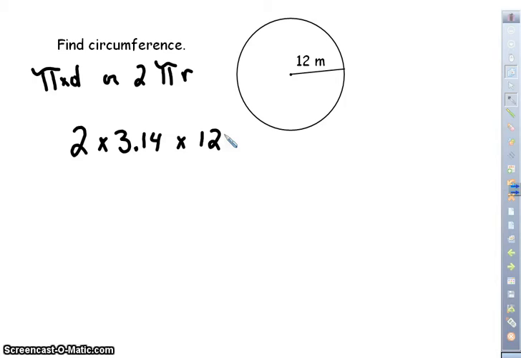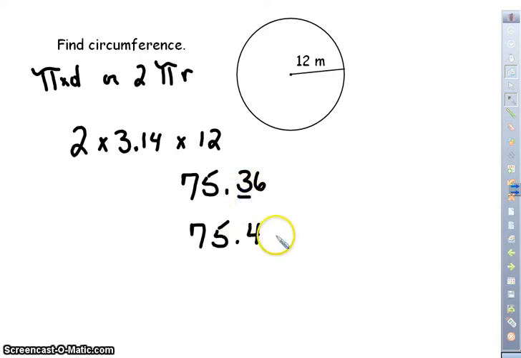Take your calculator and do 2 times 3.14 times 12, which gives me 75.36. Many times they'll tell you to round to the nearest tenths. If that's the case, you would round this to 75 and 4 tenths, since the 6 is a 5 or larger, it makes this 3 go up 1. It is dealing with circumference, which is the same thing as perimeter, measuring the outside distance around that figure, which is a circle. So it is simply meters.